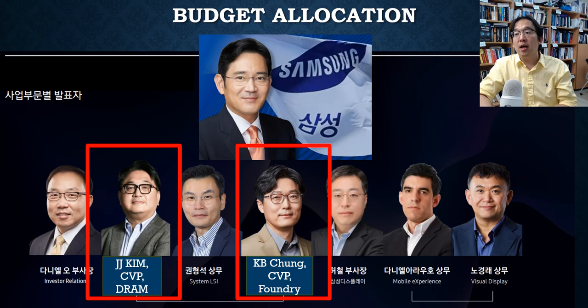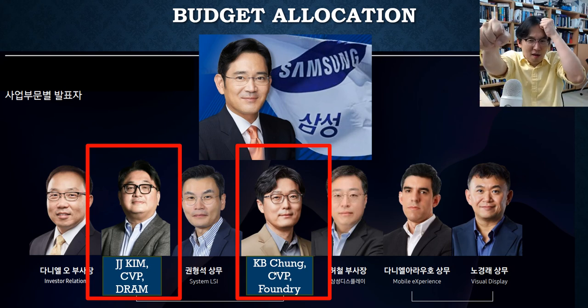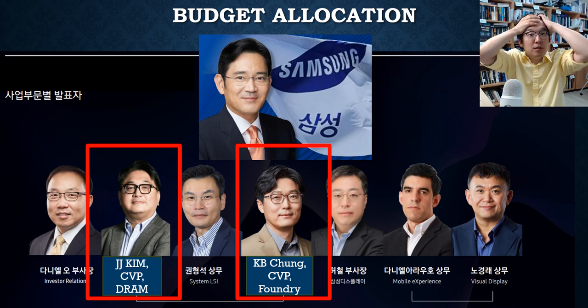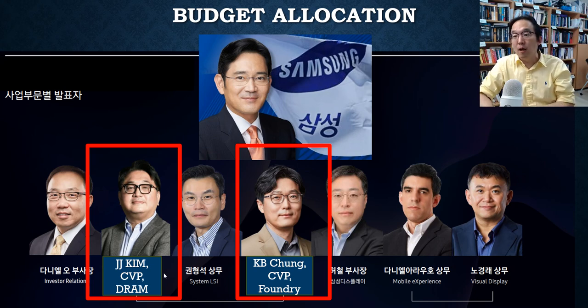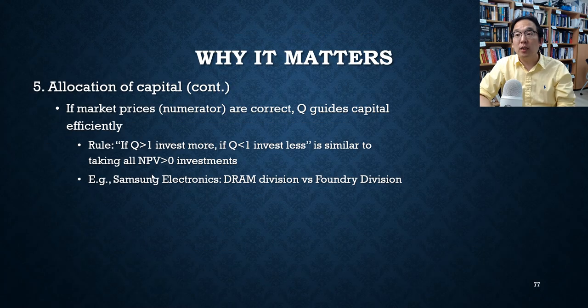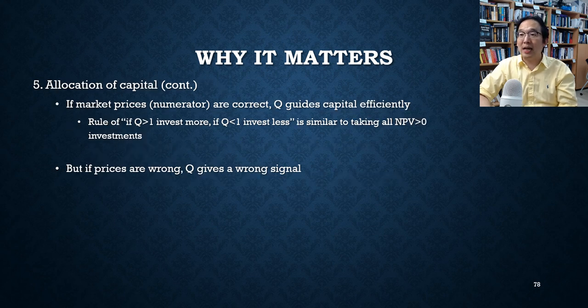DRAM business? That's where these two guys will fight like crazy, grabbing each other by the hair, like, I have to get more money for my division. My division is more important. No, my division is more important. Blah blah blah. Very fierce fighting will go on. But whose hand does he have to raise? Look at the PB ratio, and go for the PB ratio that is higher, or in Tobin's Q terms, higher Tobin's Q. Put the money there. So that's the idea.